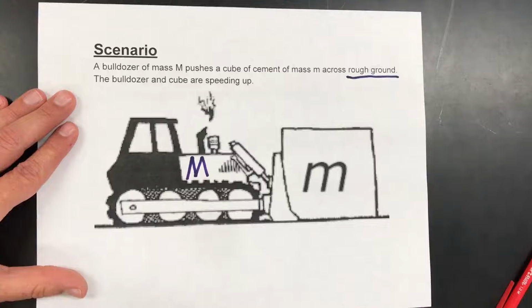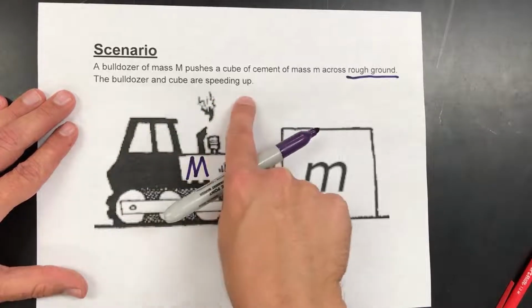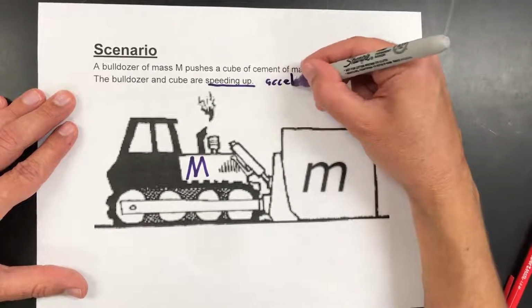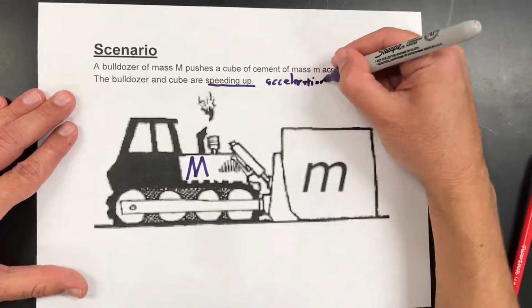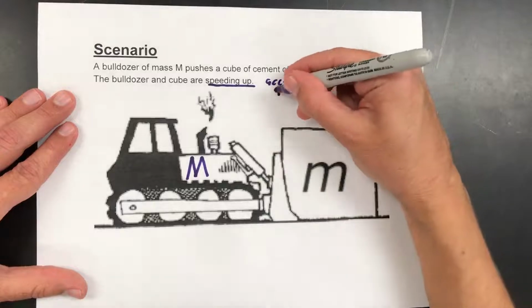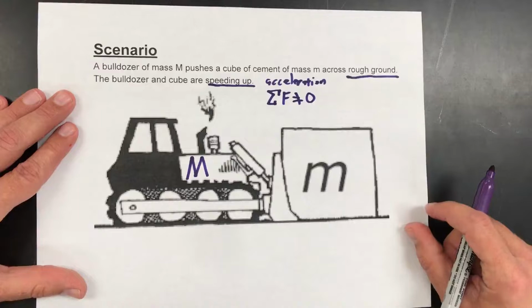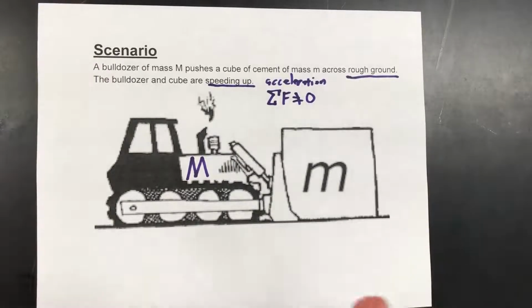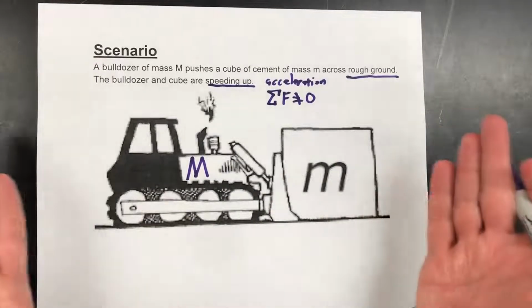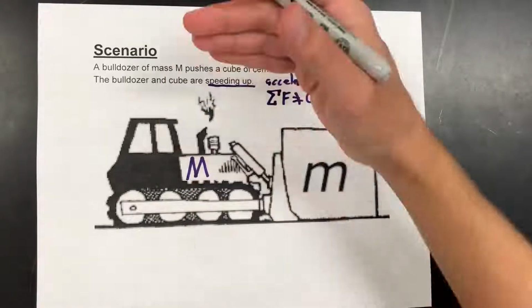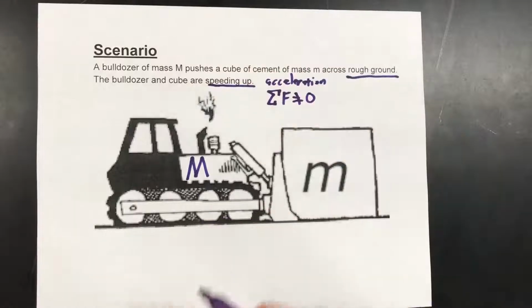That is an indicator that there is friction. The bulldozer and the cube are speeding up. In other words, they are under acceleration. If you are accelerating, then that must mean that you have a net force on you that does not add up to be 0. So we know that our horizontal forces cannot be balanced in this case. Our vertical forces may be, because this thing isn't accelerating up or down, so those can balance, but since we're speeding up, we have to have a net force horizontally.